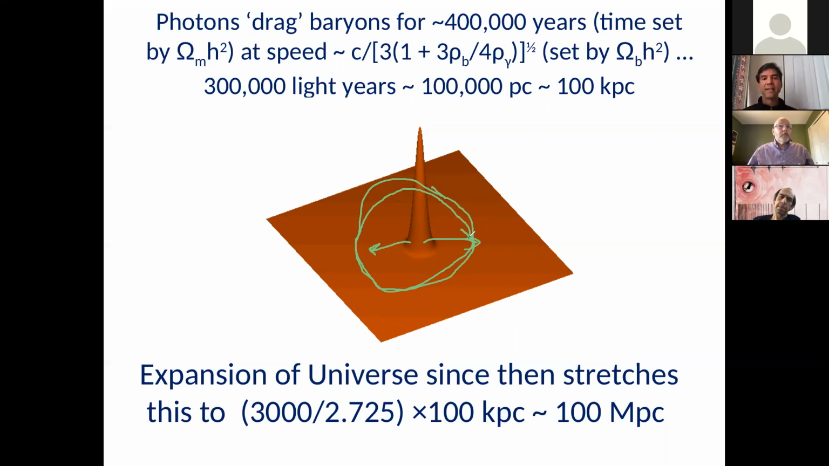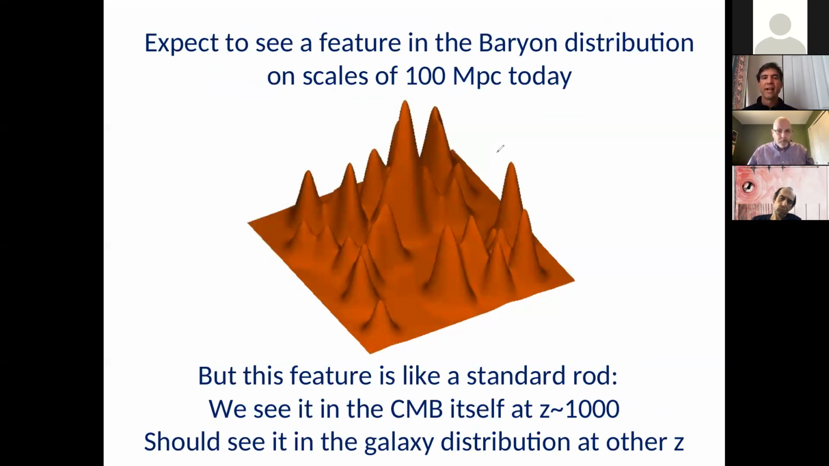And so that sets a length, and that length, expanded 1,000 times since the CMB was formed, is about 100 megaparsecs today. And so this length is the one that people want to use as a standard rod. And the only complication is that in reality, we didn't have one single spike from which the photons went out, but we have many different spikes. And so there's a big mess, okay? But we can still look for this feature statistically.